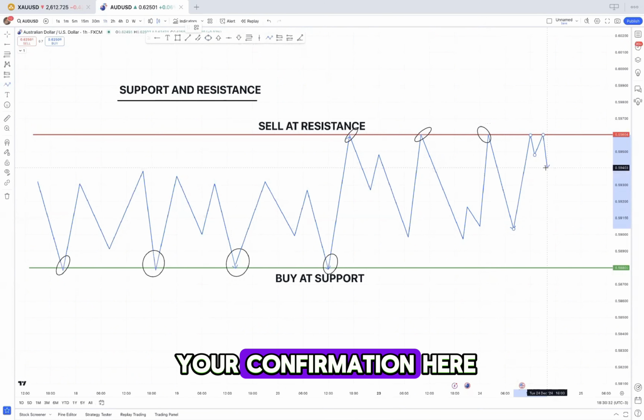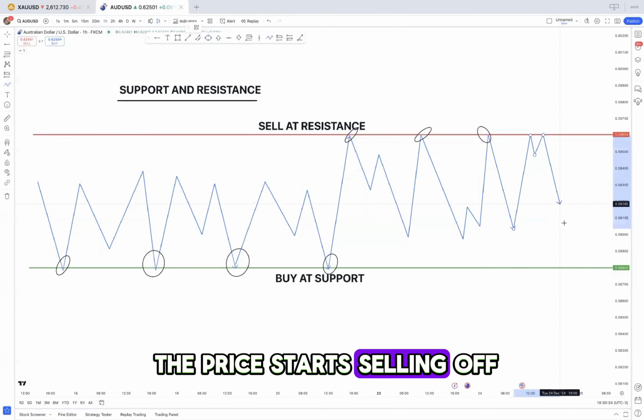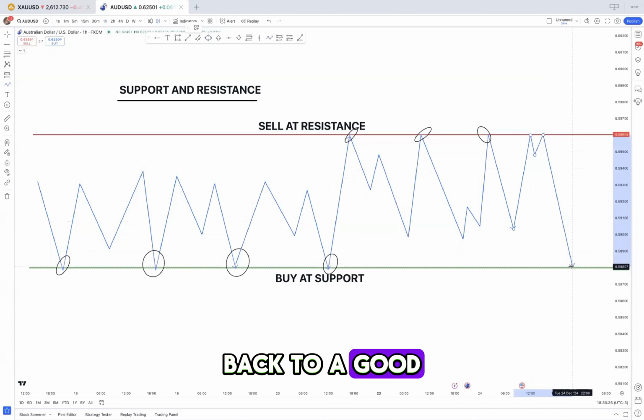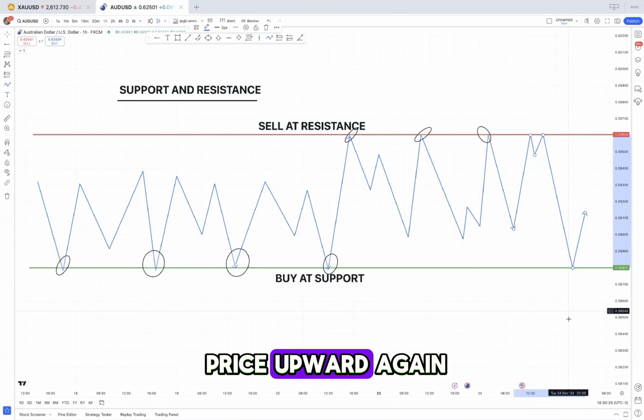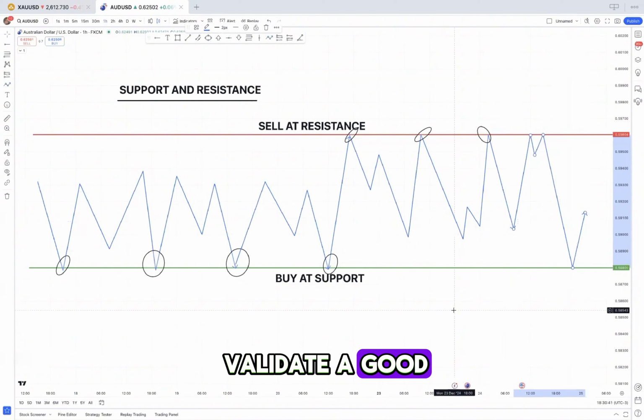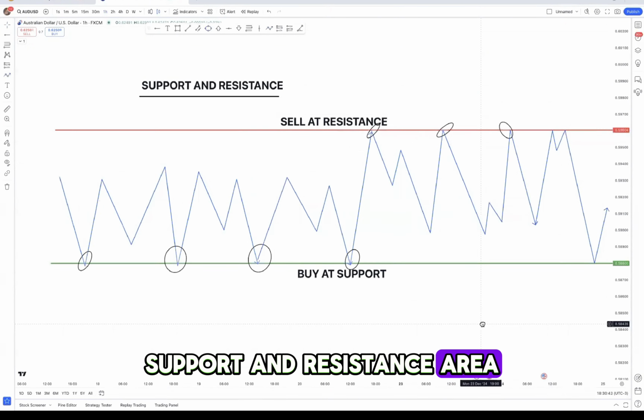Then once you get your confirmation here, you can see the price start selling off back to a good support area that might likely push price upward again. This is how to validate a good support and resistance area.